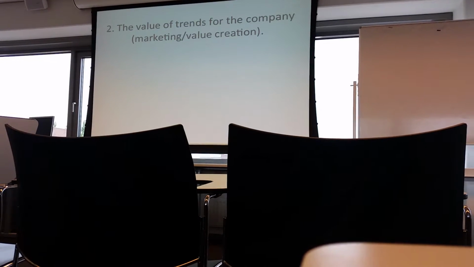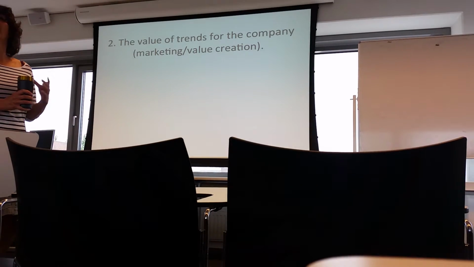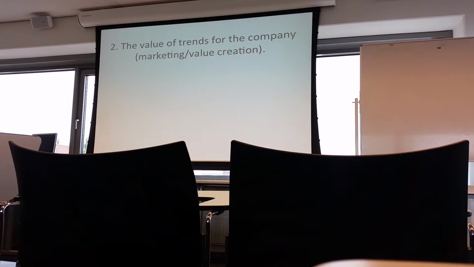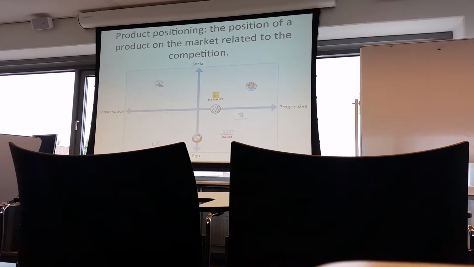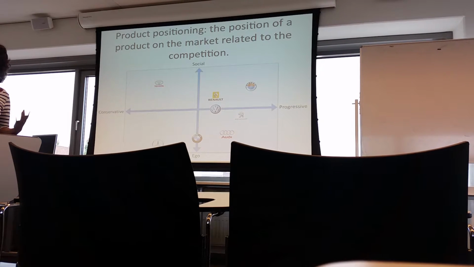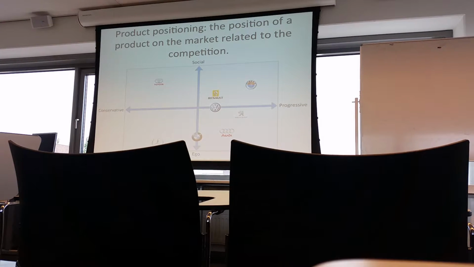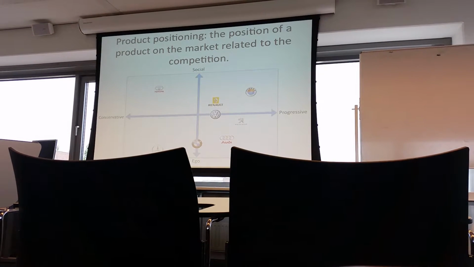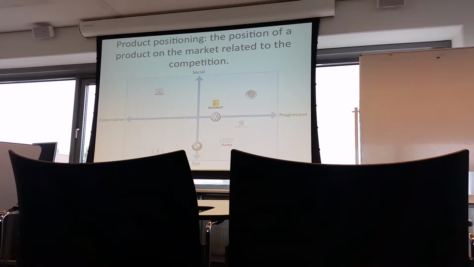The topic, you could say, was the value of trends for the company. And we did look at the marketing side of trends and value creation. One of the things we have been looking at is the product positioning. And that is an important part of course, the marketing thing and trends, and how do I position my product on the market? What is the position I take on the market, but also in the consumer's brain? It's called the positioning matrix. And here we look at, of course, the market and the competition. It's related to the competition.